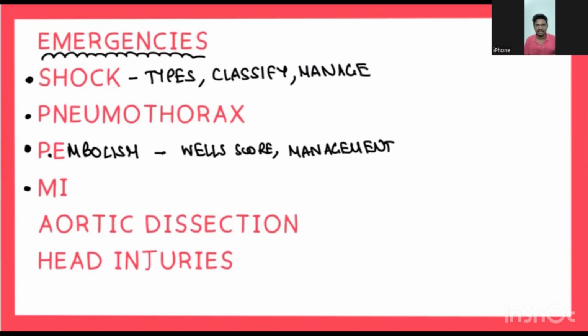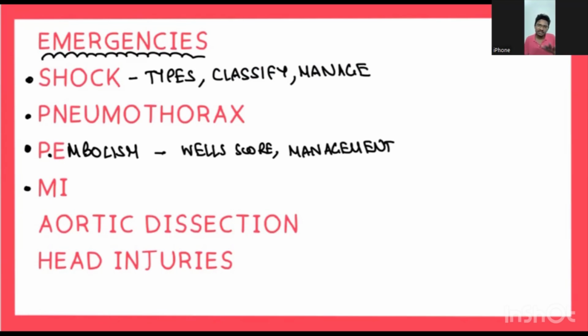Next is aortic dissection. In aortic dissection, you should at least know, in a CT angiography image or an MR image, whether you are able to diagnose aortic dissection or not. Okay, this is again a repeated question. Next is head injuries.